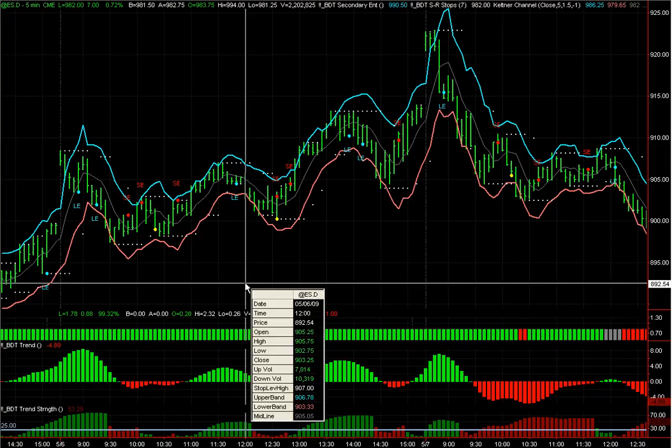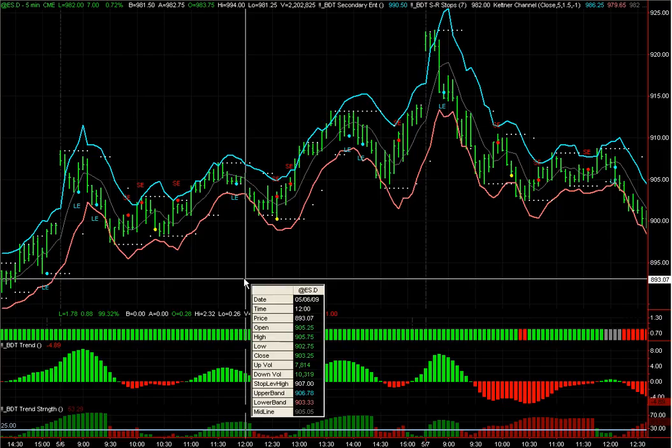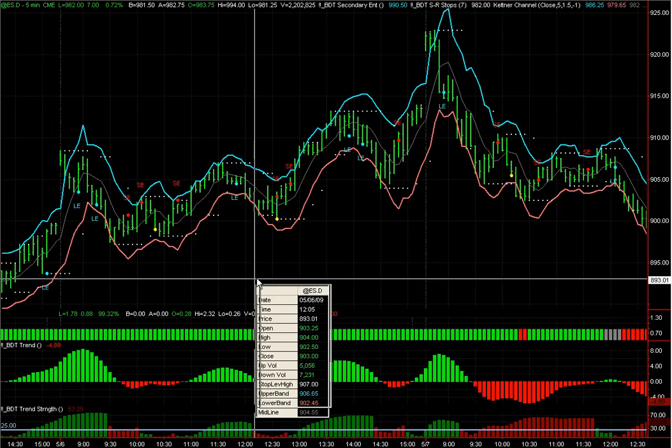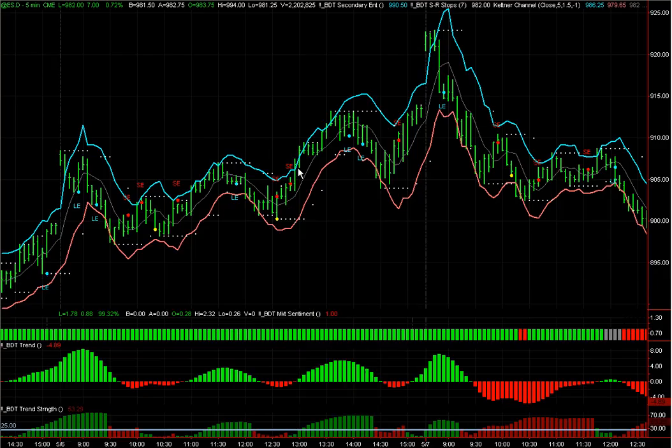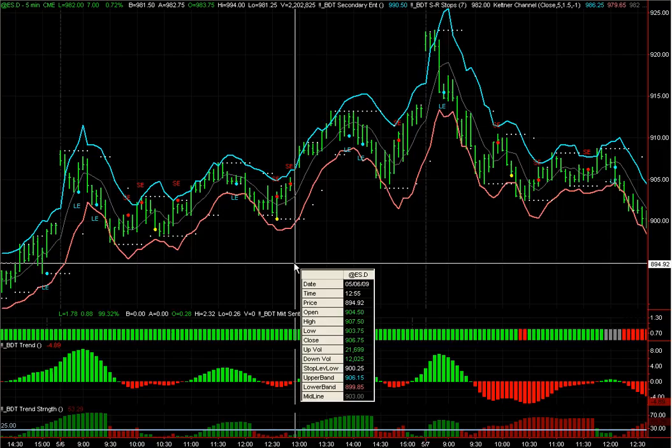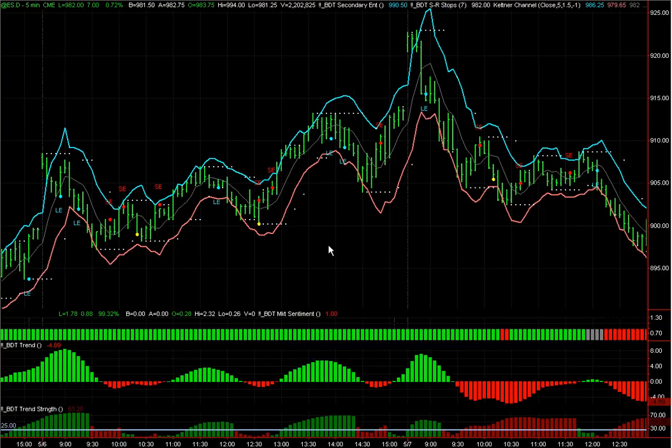Here we see again everything's lining up, same type of market condition. The indicators are all in agreement. We enter at 903.25. Again, it moves against us, so we set our price target at the point at which it crosses the upper band. Again, it does at 906.25, so another profitable trade.